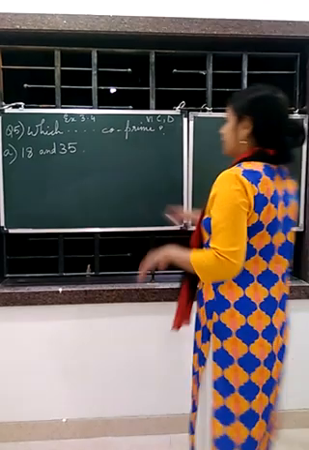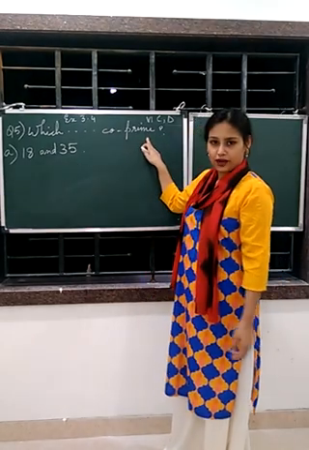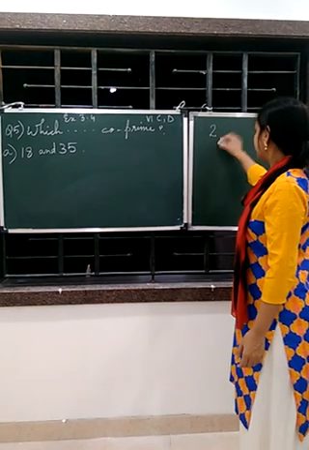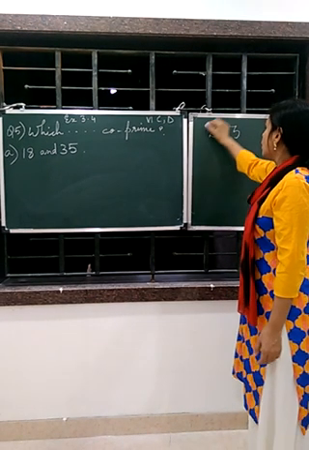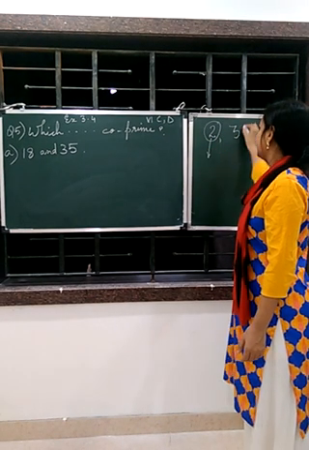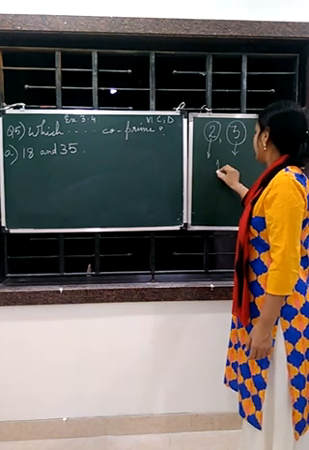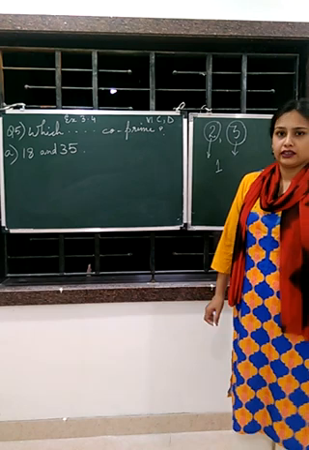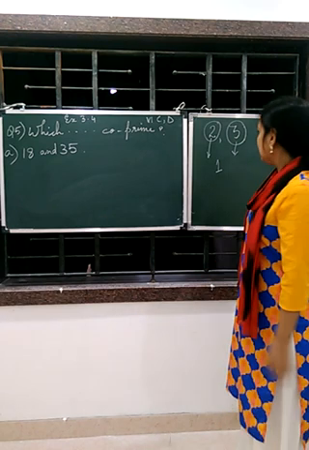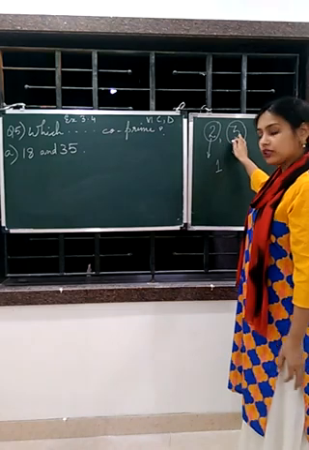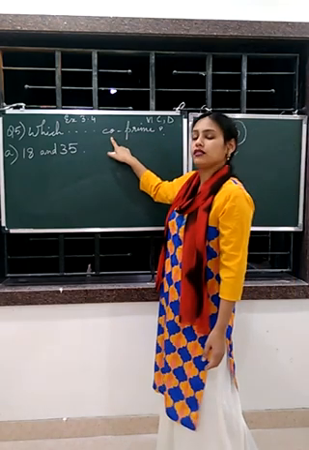So first, before starting the question, we should know what is a co-prime number. Any two numbers whose common factor is 1, those numbers are known as a pair of co-prime numbers.